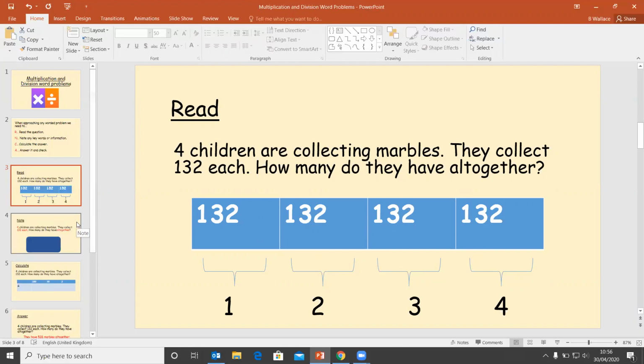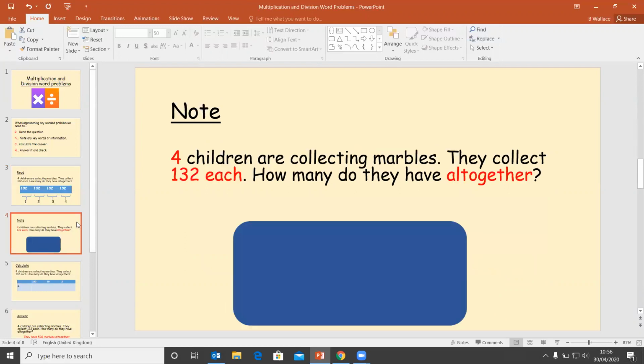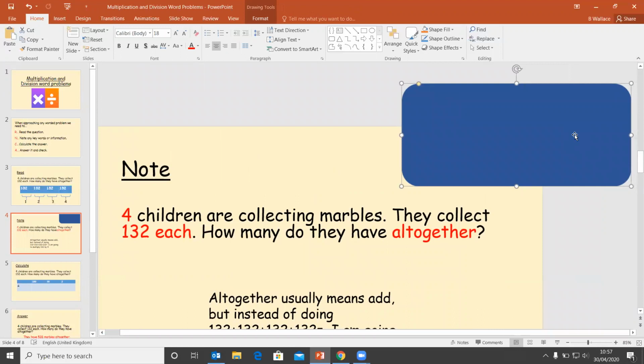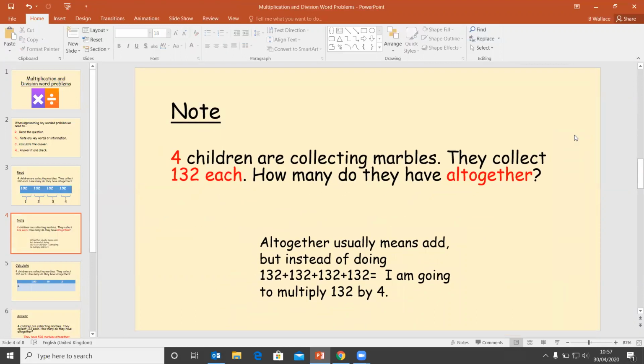Okay, now we need to note any key information. So always note the numbers in the question and try and look for that key word that's telling you what operation to do. So here I have highlighted 4, 132 each, and then altogether. Now altogether usually means add. But instead of doing 132 add 132 add 132 add 132, which is repeated addition, I'm going to multiply 132 by 4. Okay, just to make it quicker and easier.